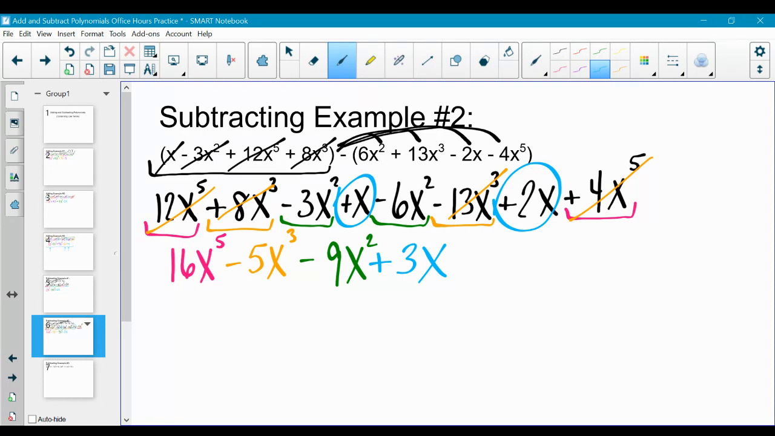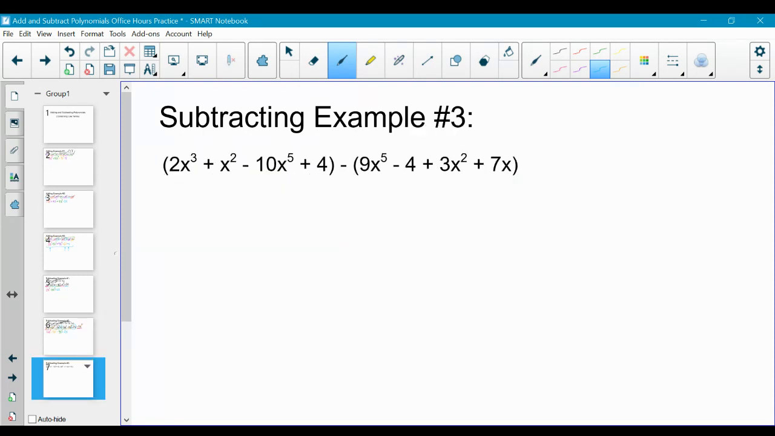Okay, I'm going to let you guys do the last one. And if you're looking for an answer, you can check with me and I will provide that for you. So please keep in mind, take a look at everything, be really careful. Don't forget to distribute the -1. That's the most important part when you're subtracting polynomials.